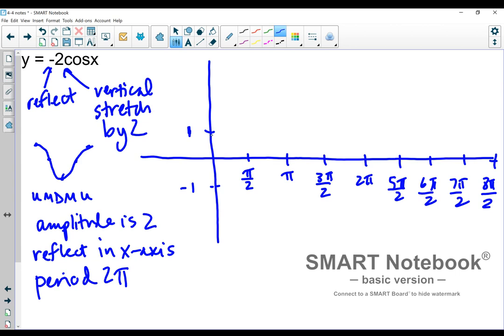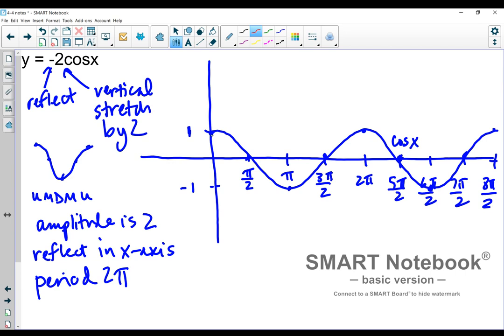So my first one, my cosine is going to be up, middle, down, middle, up, middle, down, middle, up. So here's my cosine graph. So that one's going to be cosine of x. And I don't know if I should have labeled it right there or not. That label might be in the way. So my second one is going to be stretched and reflected.